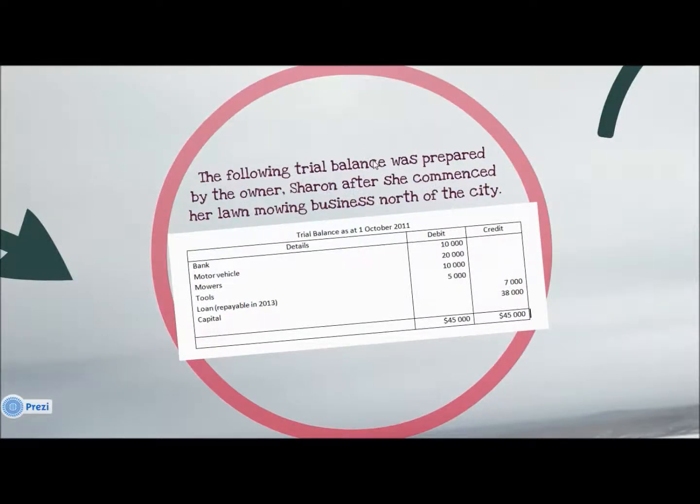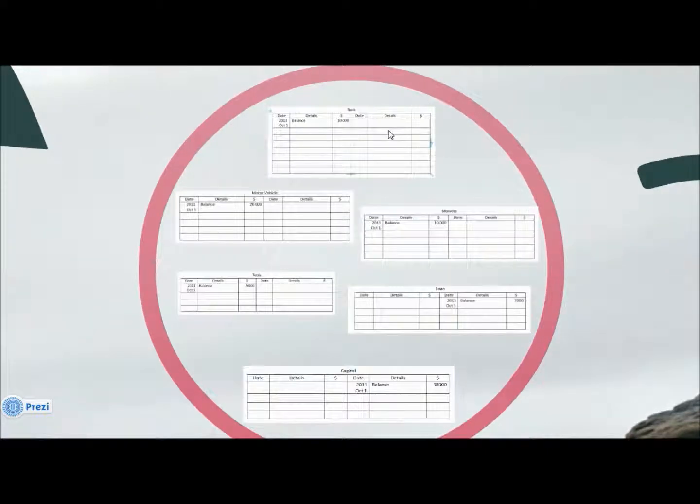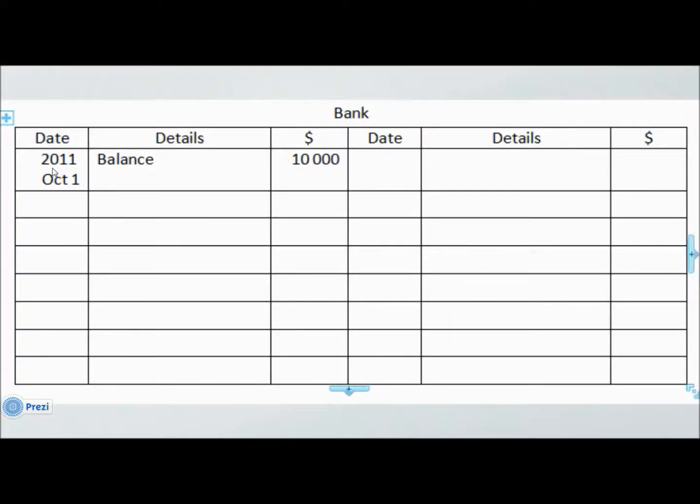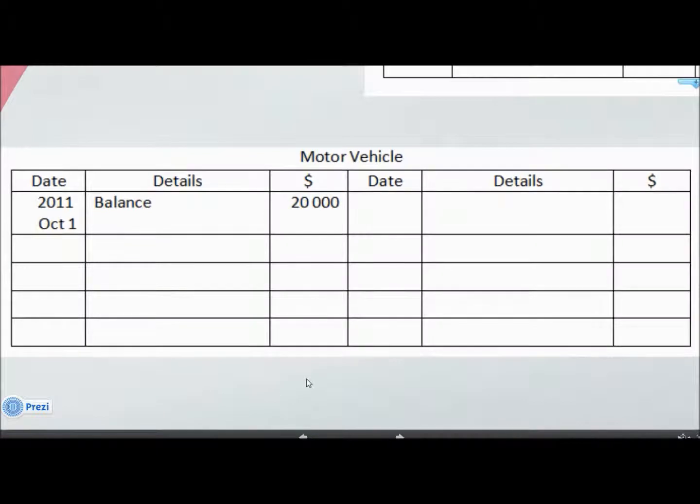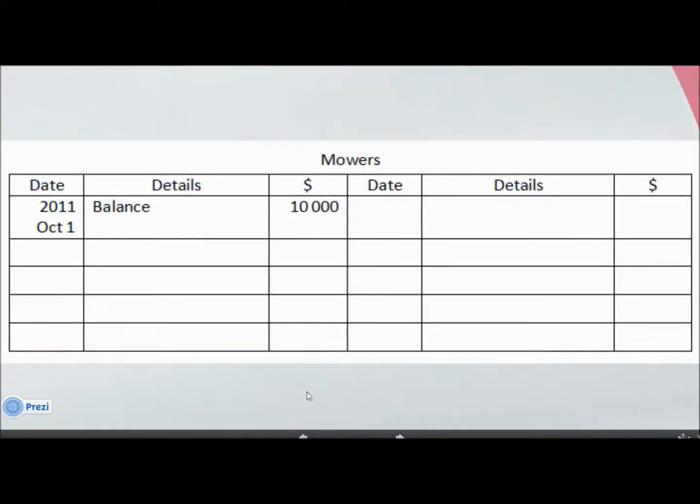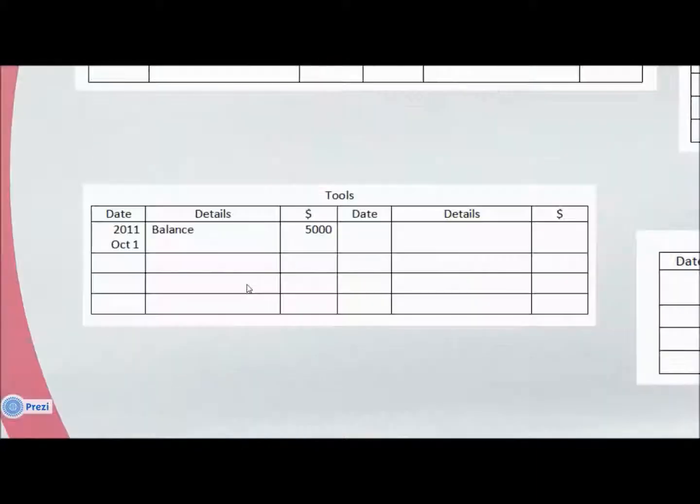The following trial balance was prepared by the owner, Sharon, after she commenced her moving business north of the city. The bank, motor vehicle, movers and tools are debit, and loan and capital are on the credit side. Let's put them into the individual accounts. First, bank, we put it on the debit side. The motor vehicle is also on the debit side. The movers is on the debit side. And the tools is also on the debit side.